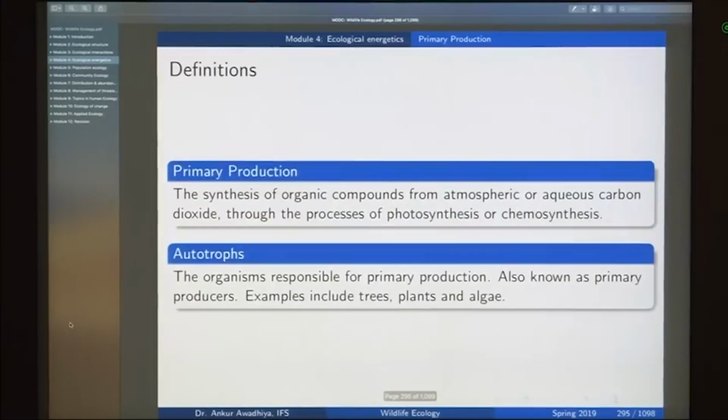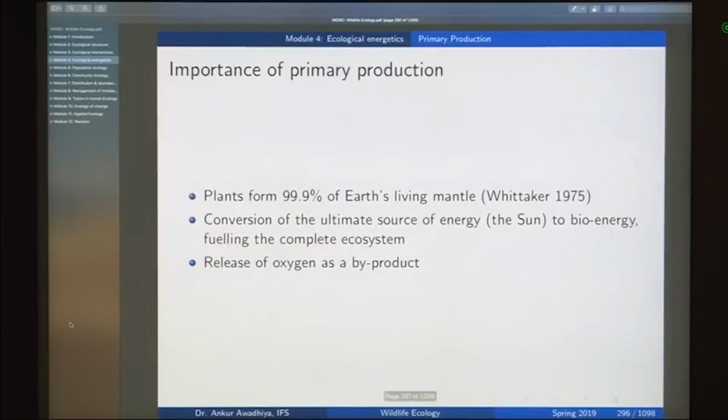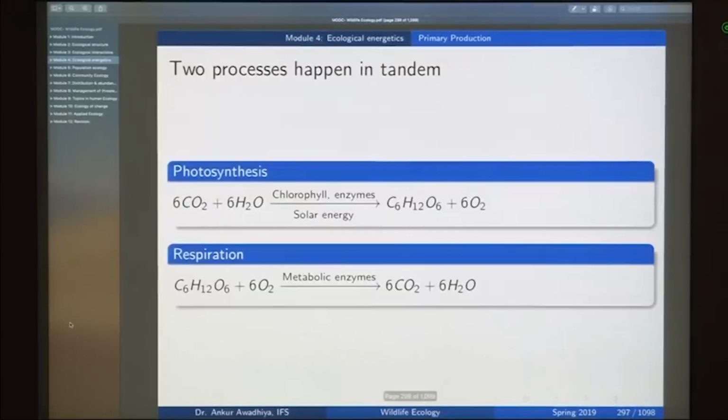Then next we looked at primary production, which is the synthesis of organic compounds from atmospheric or aqueous carbon dioxide through the process of photosynthesis or chemosynthesis. We have defined photoautotrophs, and the importance is that it is releasing oxygen as a byproduct, it is supporting the whole of the ecosystem, and plants form a very large part of the earth's living mantle.